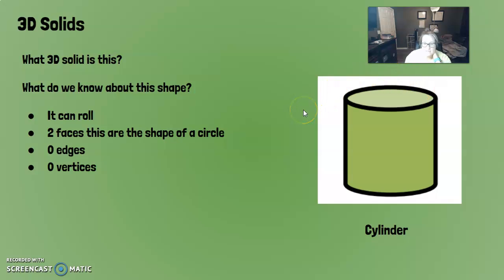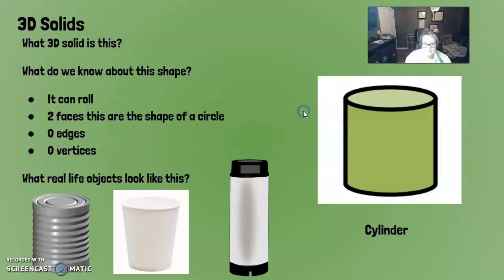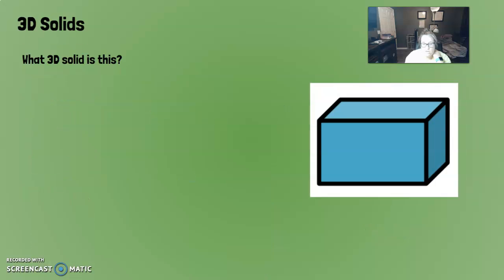Think about it. When have you seen a cylinder before? Well, I've seen it with different kinds of cans, different kinds of cups. My water bottle is the shape of a cylinder. My trash can is too. So there's different types of objects that look like cylinders. What about this? What shape is this? That's right. This is a rectangular prism. And the reason it's a rectangular prism is because different faces look like rectangles. What do we know about a rectangular prism?